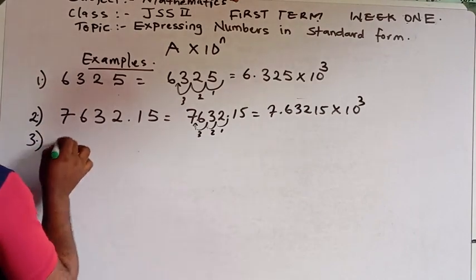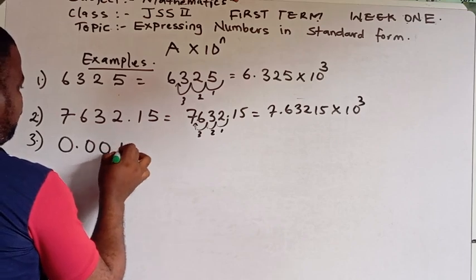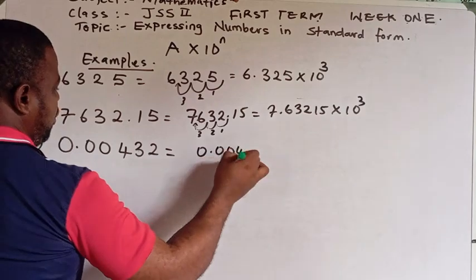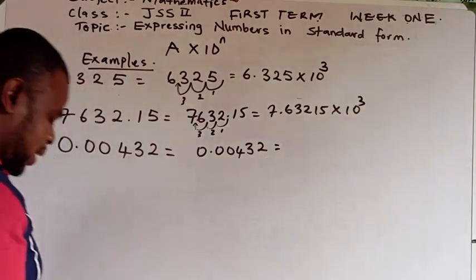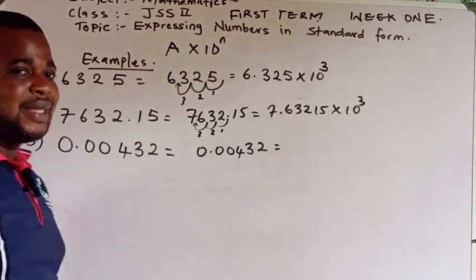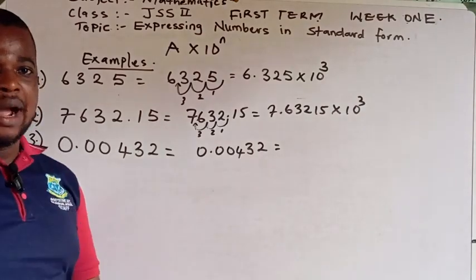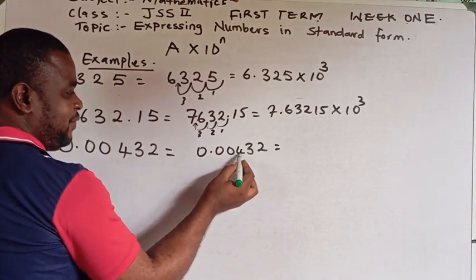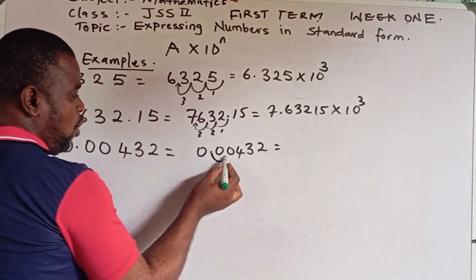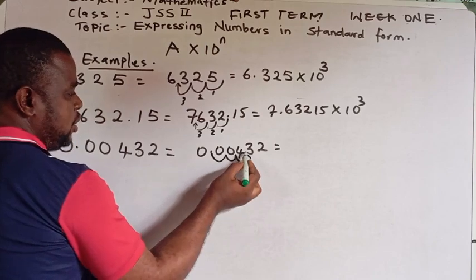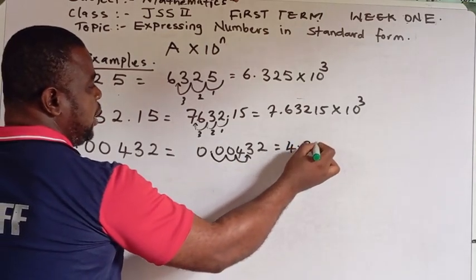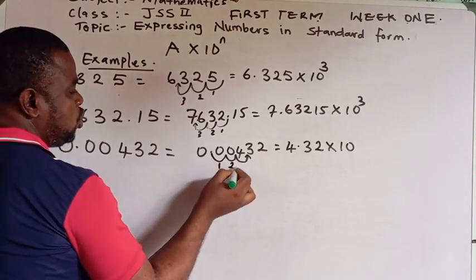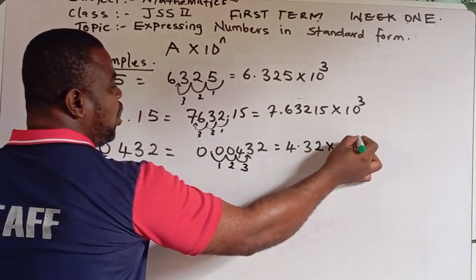Now let's take another example: 0.00432. In this third example, we discover that the number starts with 0 point, that is, it is less than 1. So here we are moving the decimal point to after the first digit. Remember, the first digit here is 4. So we are moving it to here. Our answer will be 4.32 times 10. Now, how many times did the decimal point move? 1, 2, 3. So our answer is raised to the power minus 3.